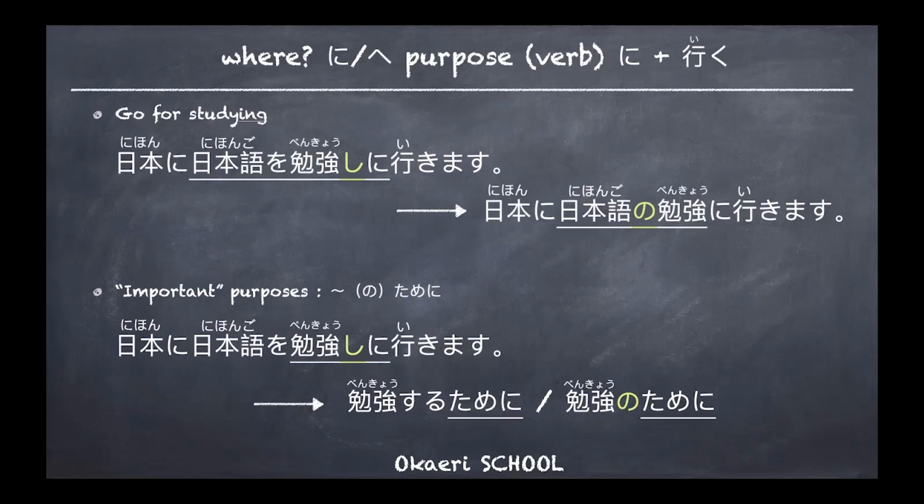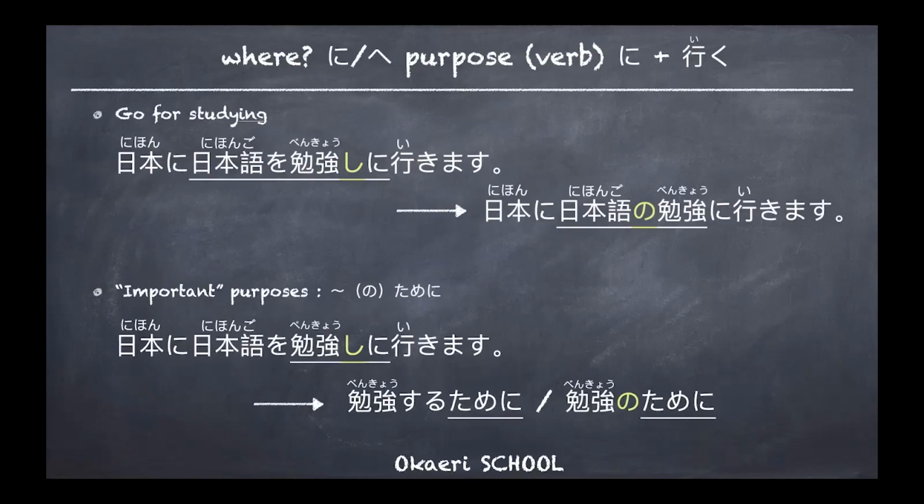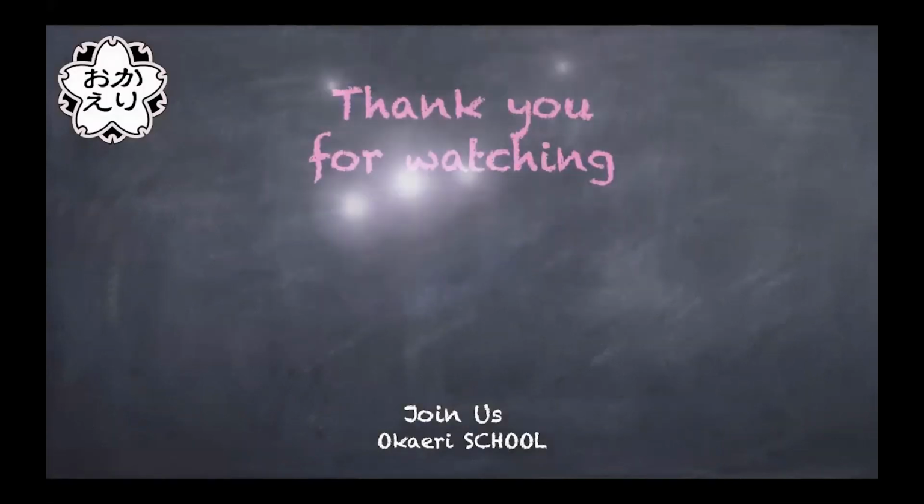So dictionary form, you have to stick to it, 勉強するために. Or when you want to use a noun for studying, which you think is important, 勉強のために. Use の plus ために. And that's it. So hopefully you can use this to specify the action or the movement and stuff in daily conversations. Right. Thank you for watching.